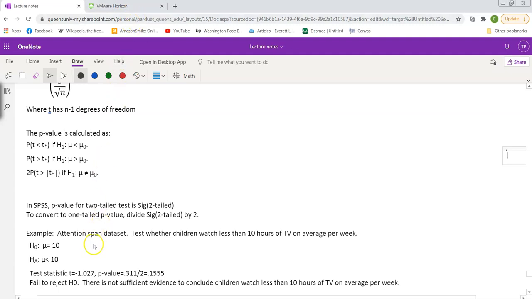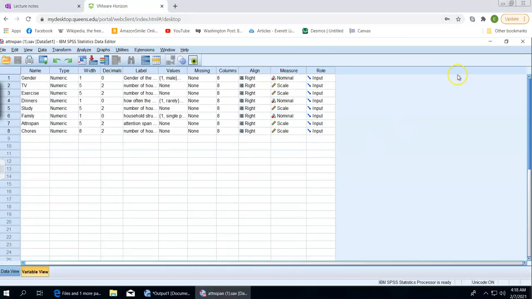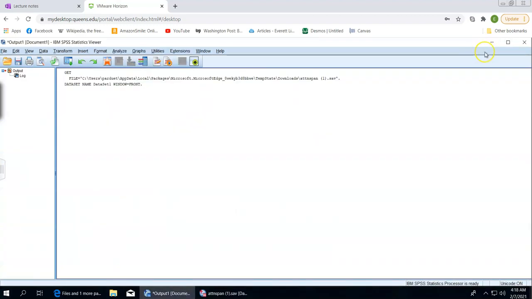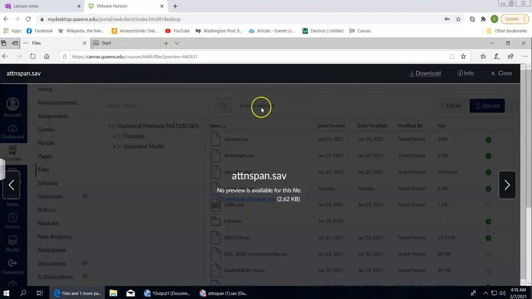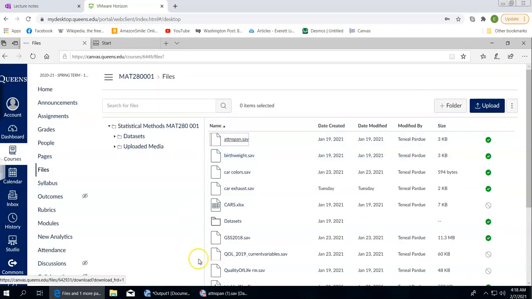I want to use the attention span data set to test whether children watch less than 10 hours of TV on average per week. So I've already got that pulled up over here in the virtual desktop. It's in Canvas, it's attspan.sav. It's like over there.